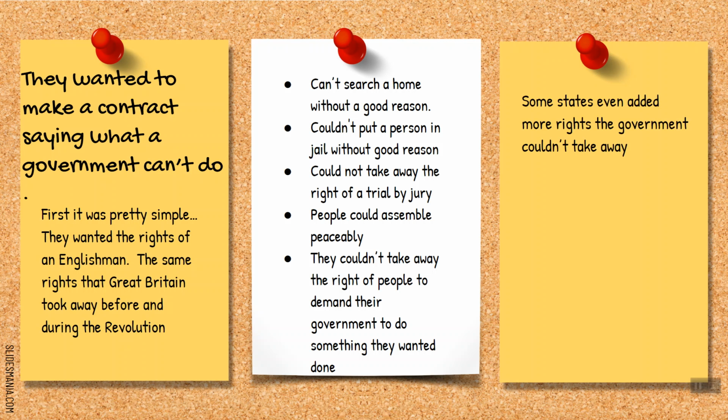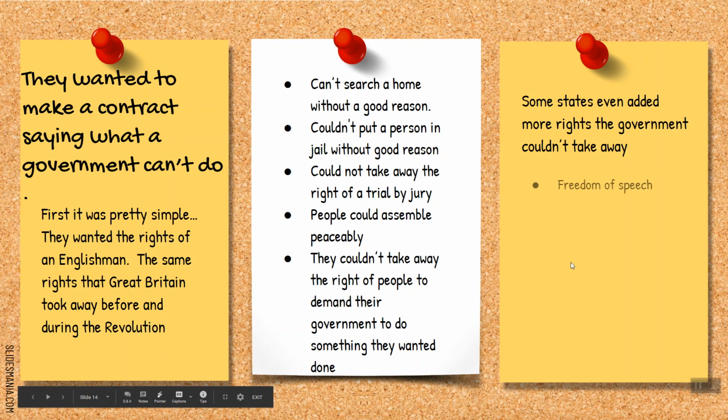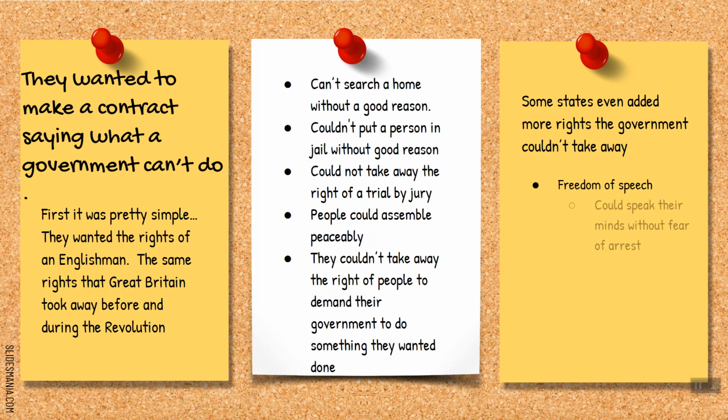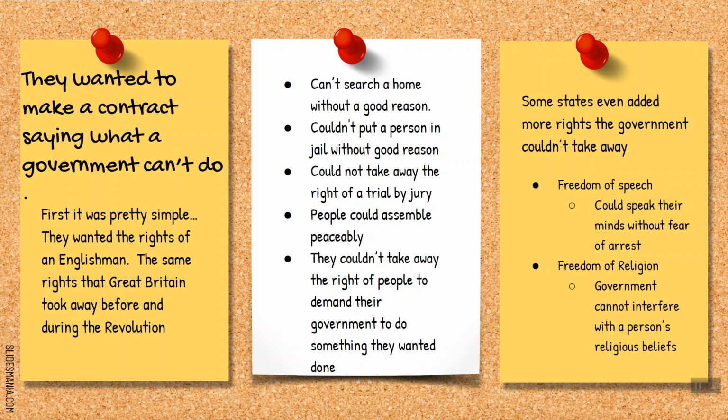Some states even added some more rights that the government couldn't take away. So these ones were found in all of the states, but these ones were added by many different ones. First of all, freedom of speech. You could say or write what you wanted without feeling fear of being thrown in prison. You also had, in some states, the freedom of religion, which is the government cannot interfere with a person's religious beliefs. So you could worship however you wanted. Some countries to this day still don't have that freedom.